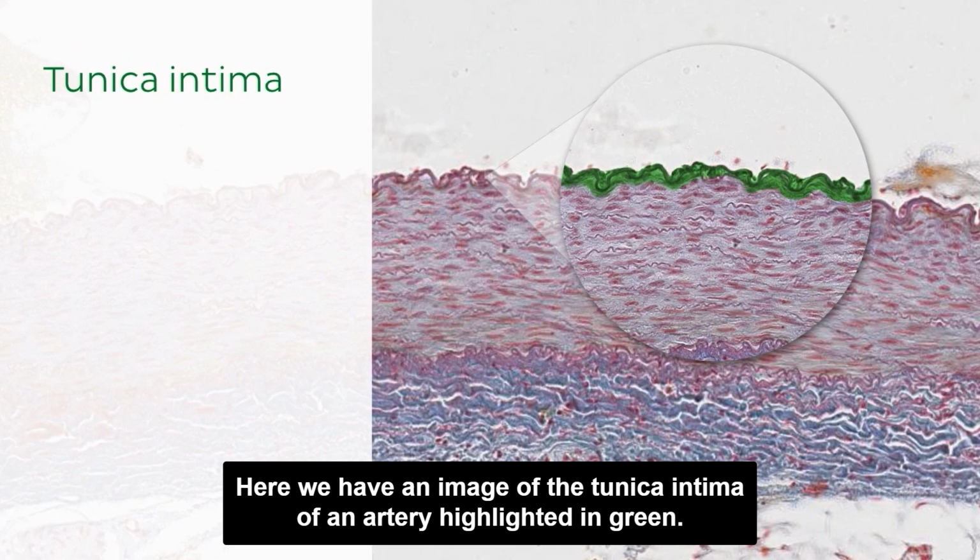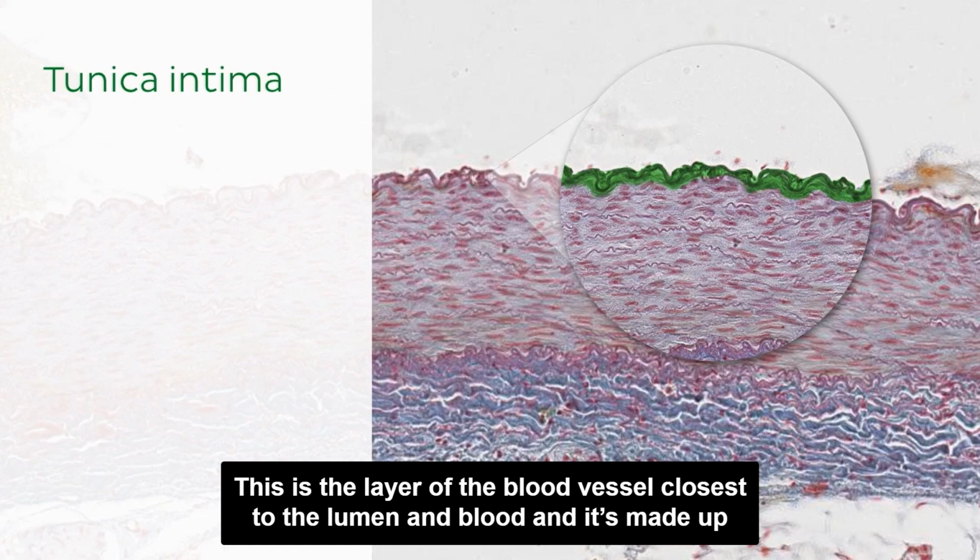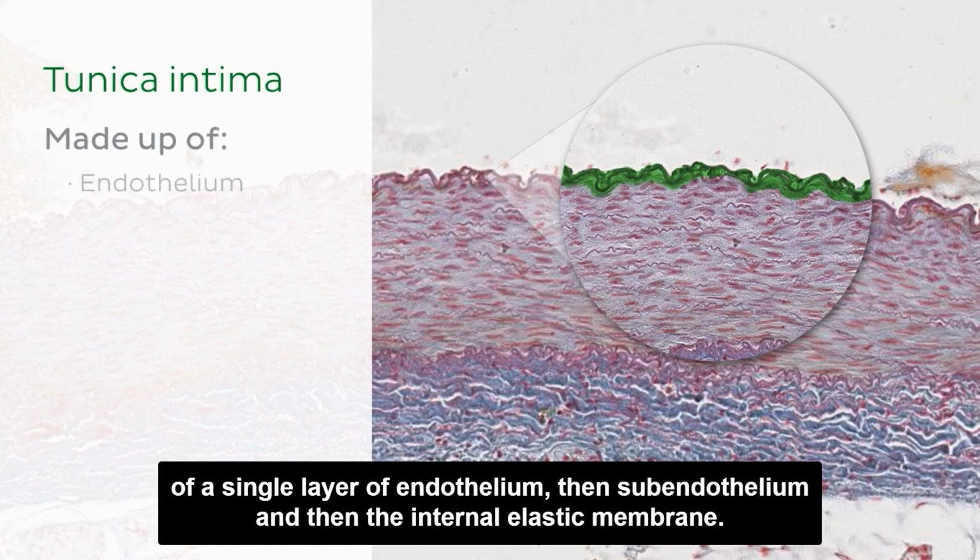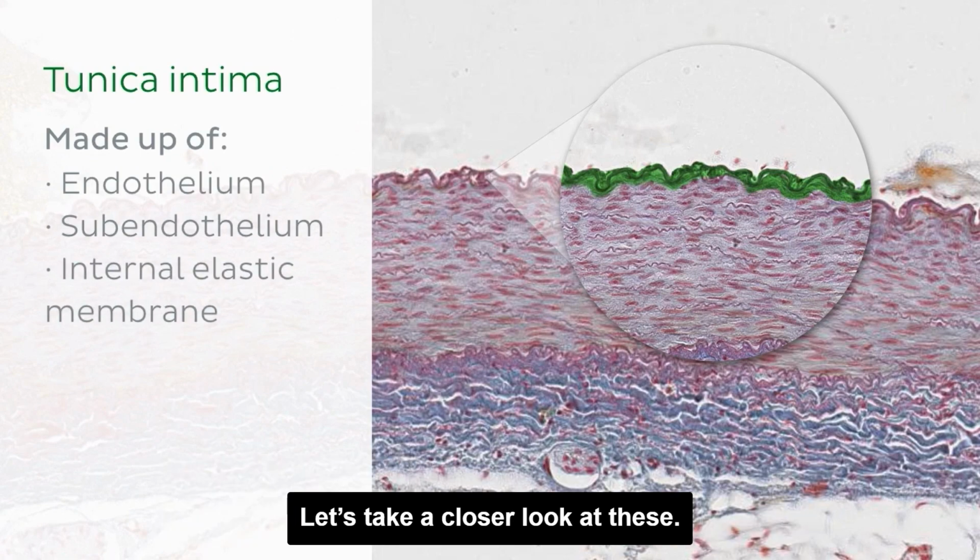Here we have an image of the tunica intima of an artery, highlighted in green. This is the layer of the blood vessel closest to the lumen and blood, and it's made up of a single layer of endothelium, then subendothelium, and then the internal elastic membrane. Let's take a closer look at these.